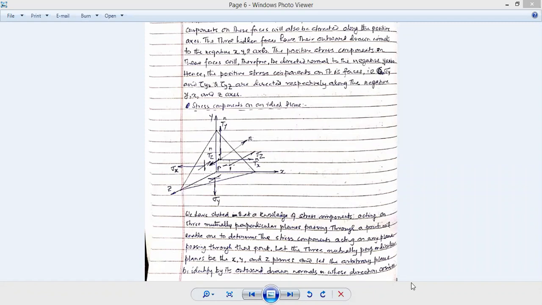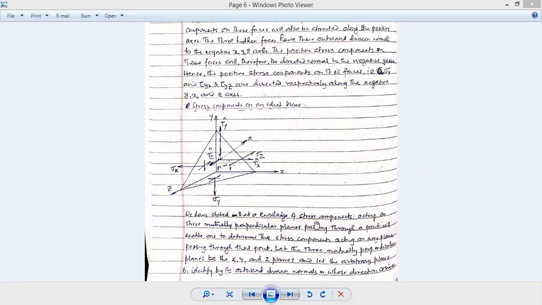And there is an arbitrary plane identified, and any arbitrary plane will be identified by the normal n whose direction cosines are given. So there is a normal to the plane itself, and its direction cosines mean the cosines of the angles this normal makes with the x-axis, y-axis, and z-axis. This is known. The stresses sigma x, sigma y, sigma z are known, and the different shear stresses at the same point on the same planes are also known to us.